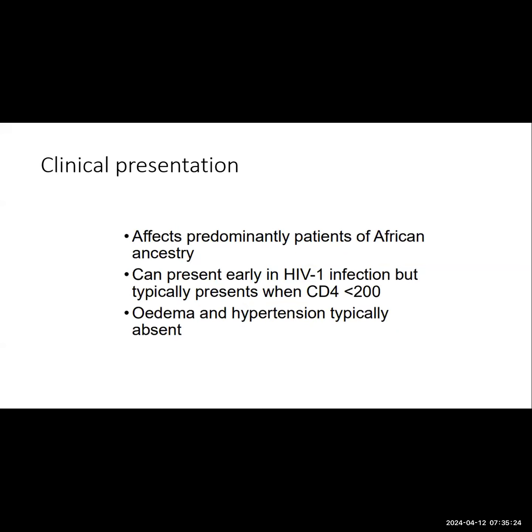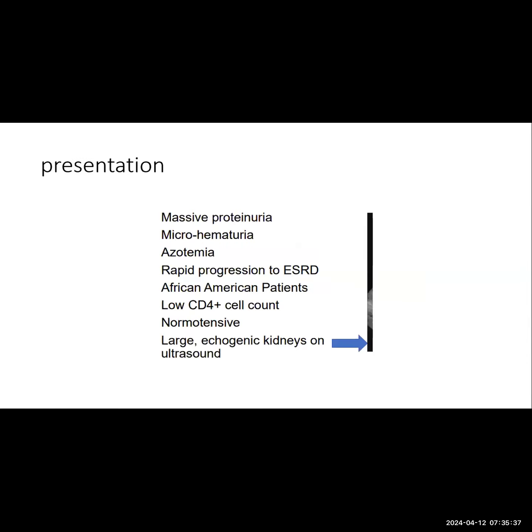So the clinical presentation usually affects patients of African American ancestry. They can present with a low CD4 count that we mentioned. Edema and hypertension are typically absent because of the salt-losing state that you have in these patients. They could have massive proteinuria because they have effacement of the podocytes and destruction. They could have microhematuria, azotemia, and rapid progression to end-stage renal disease. They're usually normotensive.